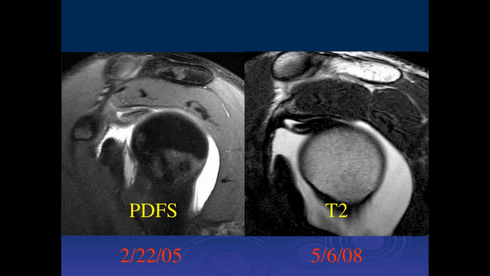The patient came back a few years later, and we can see the tear here, a little bit of displacement of the superior labrum, and now we can see a longitudinal tear, this tear extending into the biceps tendon here, longitudinally. So that's a classic type 4. And here we can see extension of the fluid along the biceps on the sagittal images. So that would be a type 4.